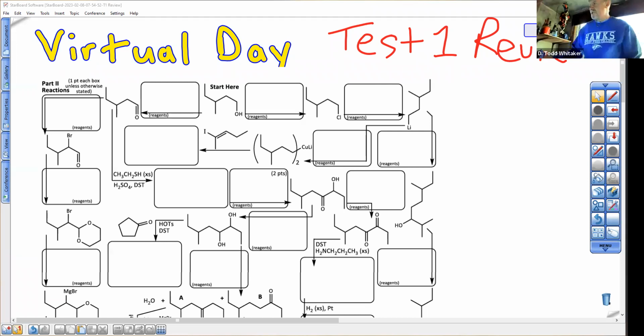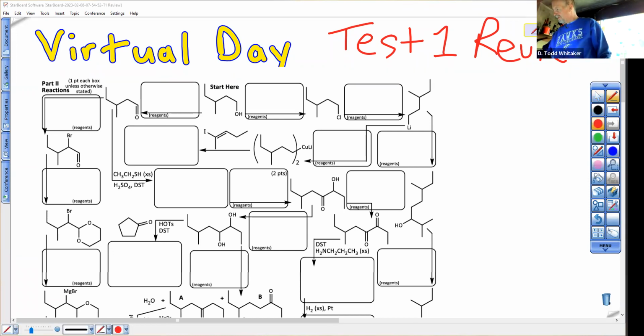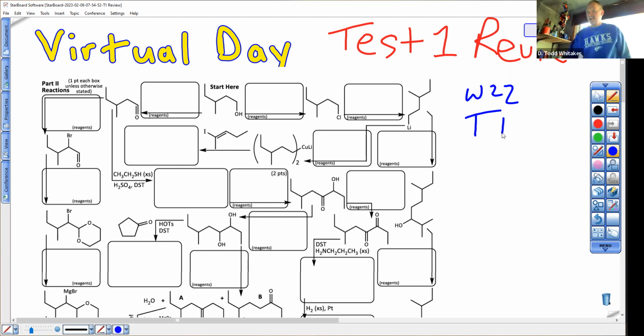Ladies and gentlemen, we had a request to do a roadmap for our test one review. This is the roadmap from winter 2022. T1. And it looks like we're supposed to start right here.